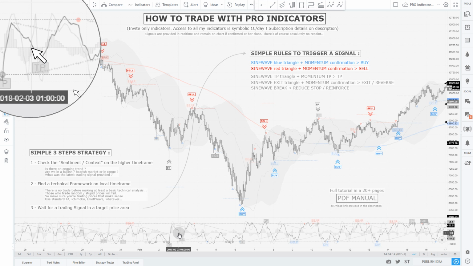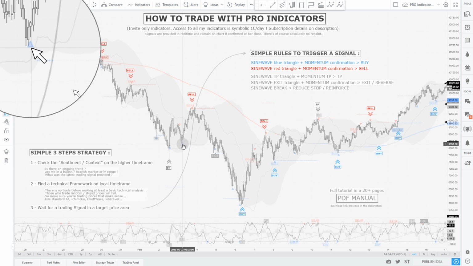Whenever you have simply one indicator doing something not confirmed by the other, it simply means that there are not sufficient odds for you to trade. You simply wait. Waiting is the best option when nothing is reliable to trade. So you just wait at that point. And then you have that blue triangle.